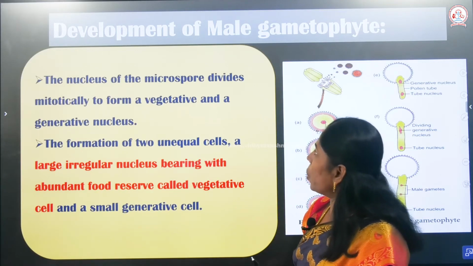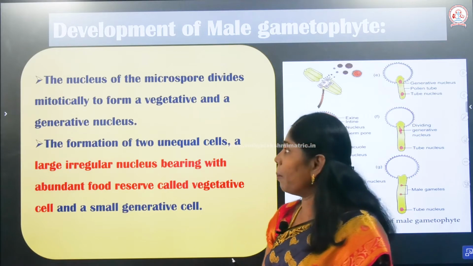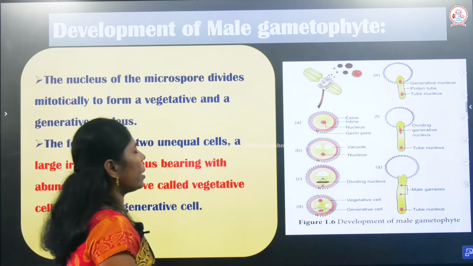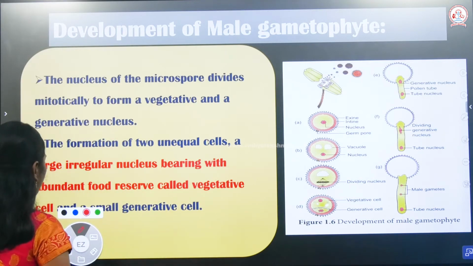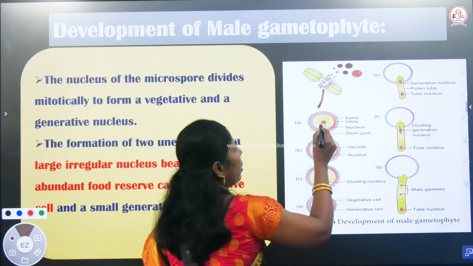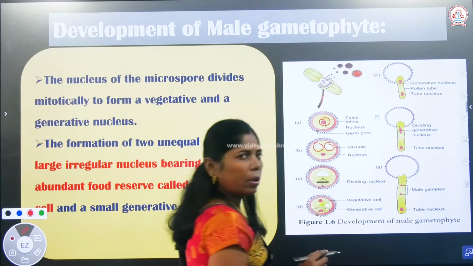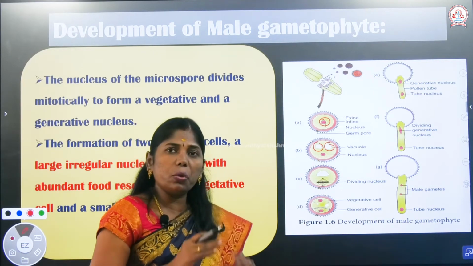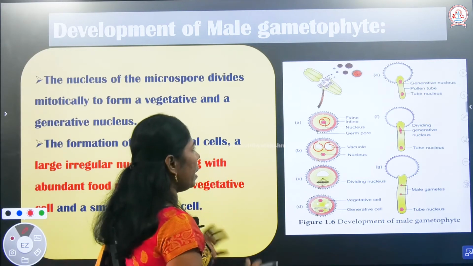Here the nucleus of the microspore divides mitotically, not meiotically, to form a vegetative and a generative nucleus. You can see here this is the nucleus of the pollen grain. The pollen grain divides into two as a process of mitotic division. As a result we get two cells, one a large cell and another a smaller cell. So what is the name of the large cell?